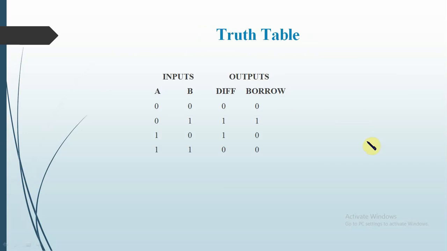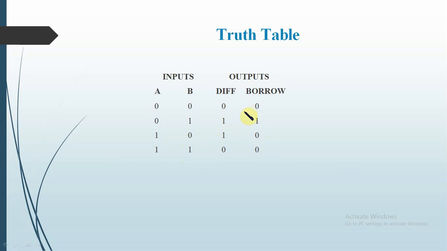In the truth table, the inputs are A and B, and the outputs are difference and borrow. 0 minus 0: difference is 0, borrow also 0. 0 minus 1: there is no minus sign in binary, as only 0 or 1 is used, so it is not mentioned here as minus 1. The difference will be generated and the borrow will be generated. 1 minus 0 is straightforward: the difference is 1, borrow 0. 1 minus 1 is 0, 0. That is the truth table.